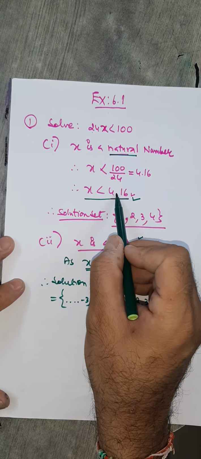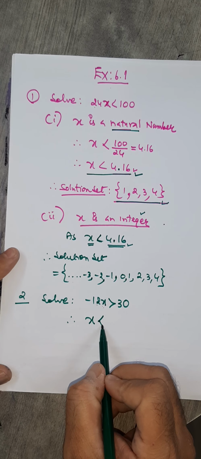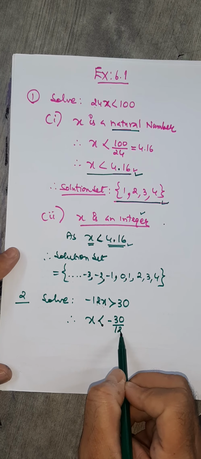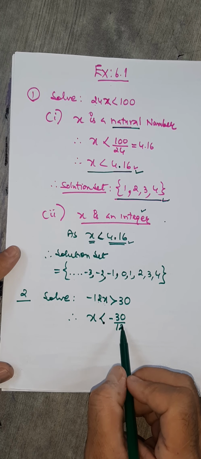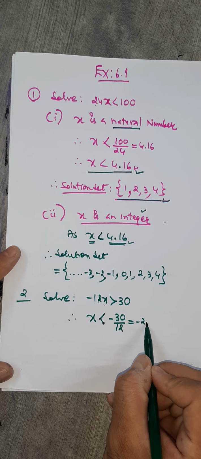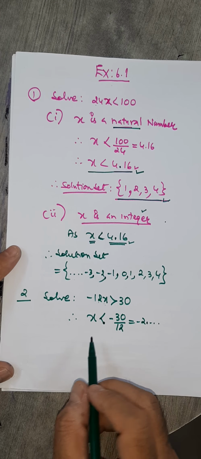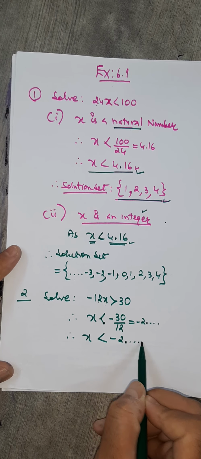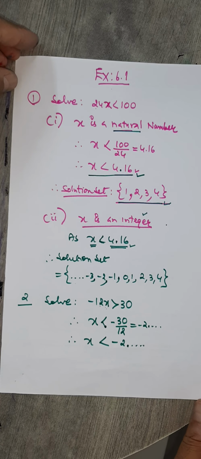There you are given this. Solve this inequality: minus 12x is greater than 30. We make x the subject of the expression, so you are dividing by minus 12. I told you when you divide or multiply by a negative number, the inequality gets reversed. So x is less than minus 30 by 12. You know that this is minus 2.4, 2 point something, whatever it is.